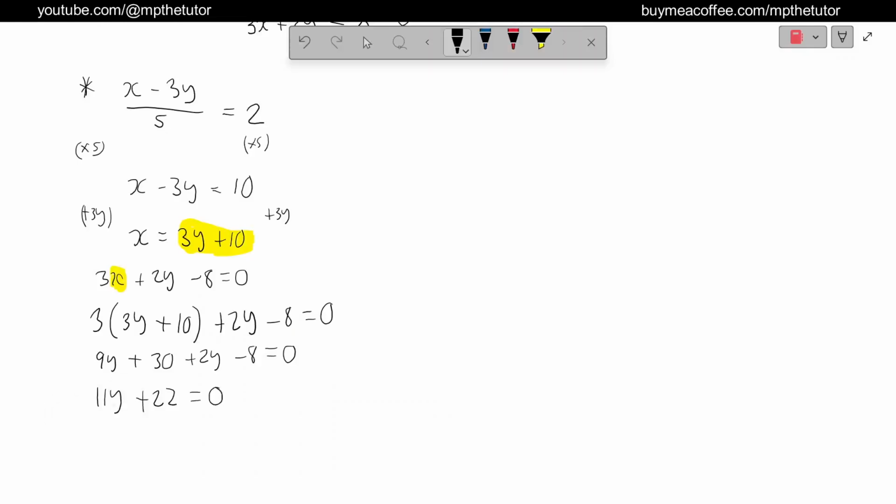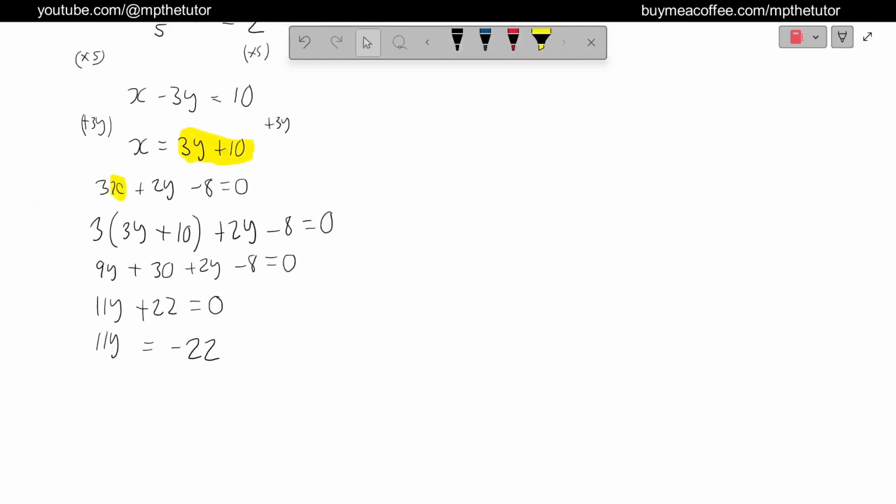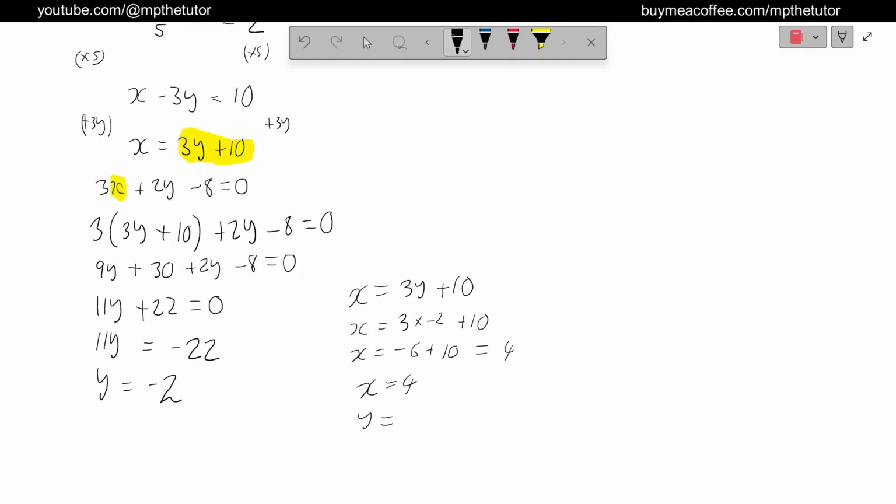I'm going to put the 22 on the other side by taking it away. So you get 11y equals minus 22. And the final bit is then to divide by 11. So you have y equals minus 2. If we want to work out what x is, I'm just going to replug it into x equals 3y plus 10. Well, therefore x is 3 times minus 2 plus 10. x equals therefore minus 6 plus 10, which is 4. So x equals 4 and y equals minus 2.